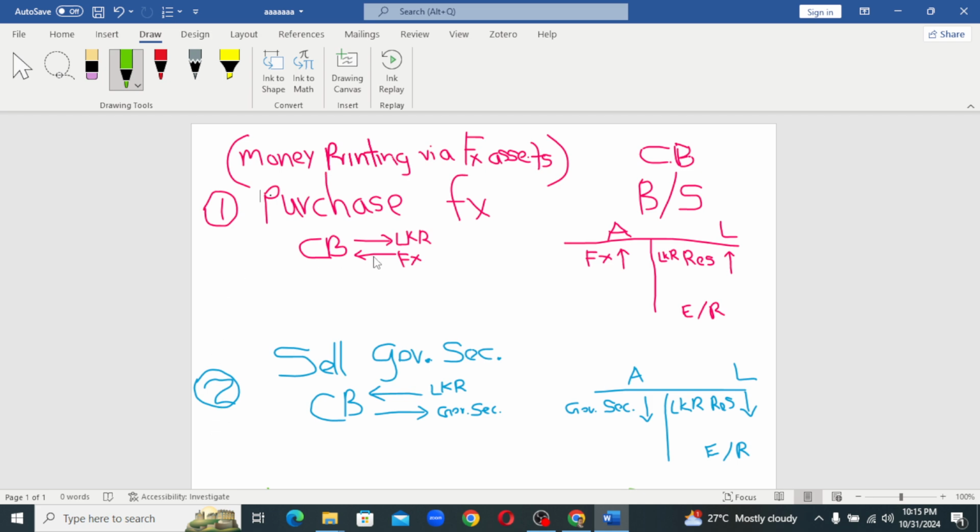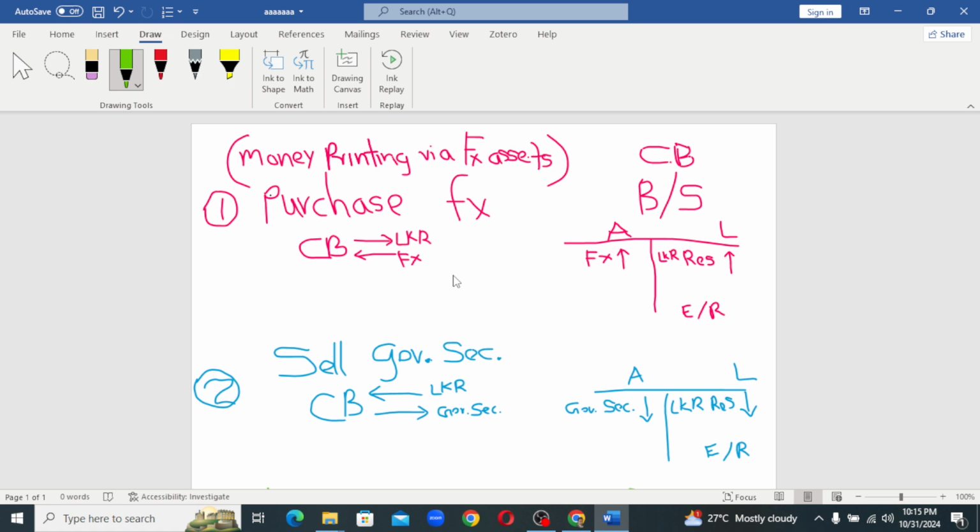In the first place, when the central bank purchases USD or foreign currency, it injects LKR to the system, so there will be an increase of money supply, and it could lead to inflation if there's no corresponding increase of production and so on. So to avoid that, the central bank sells government securities.